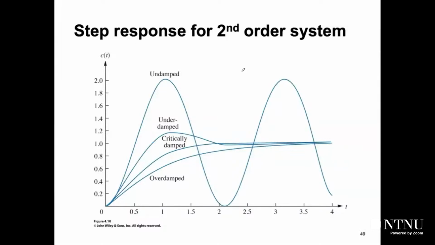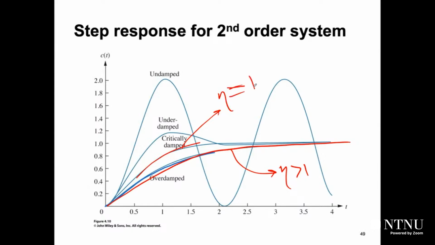So if we need to summarize the step response for the second order system, we can start with the overdamped, right? This is the overdamped system. This one is the overdamped, right? What is the value of zeta? It's greater than 1. And after that, we have this critically damped. And for this critically damped, zeta equals 1, right?